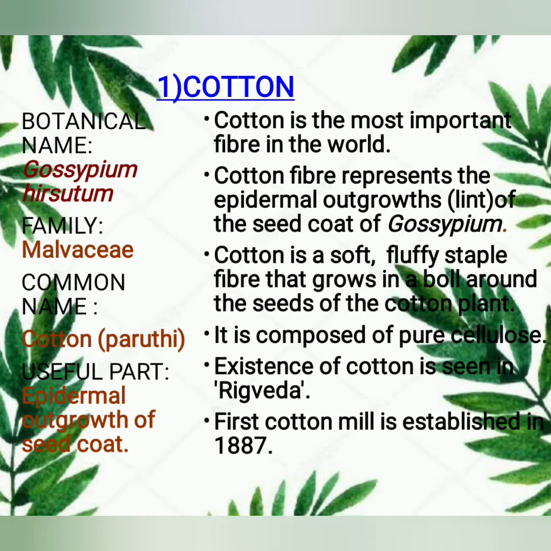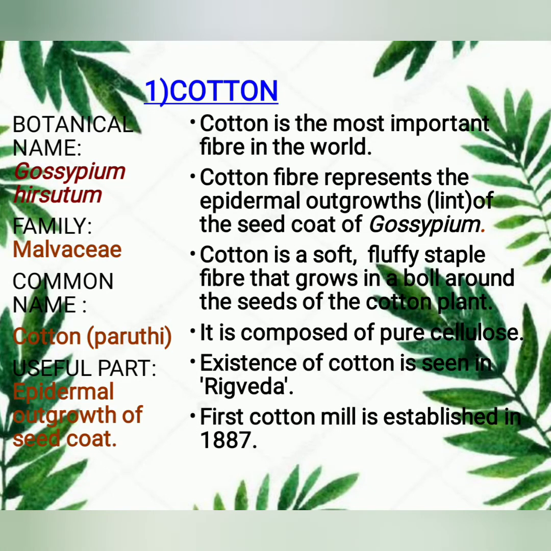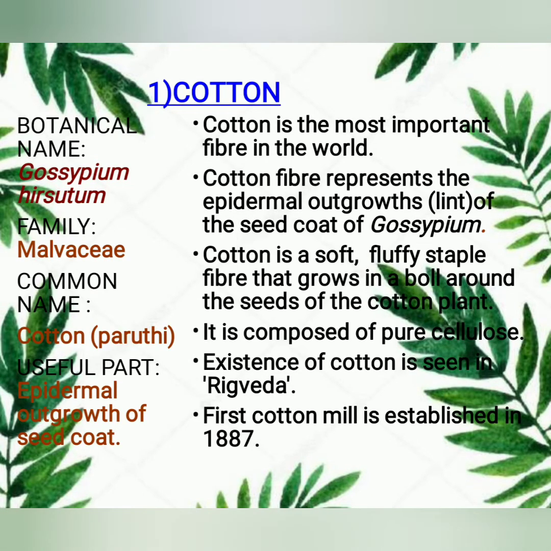Cotton fiber represents the epidermal outgrowth, that is lint, of the seed coat of Gossypium. Cotton is a soft, fluffy staple fiber that grows in a ball around the seed of the cotton plant. It is composed of pure cellulose. Existence of cotton is seen in Rig Veda. First cotton mill was established in 1887.